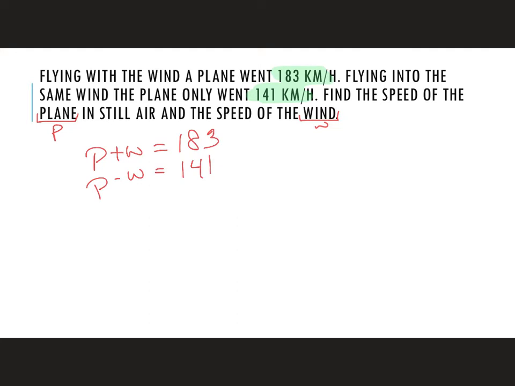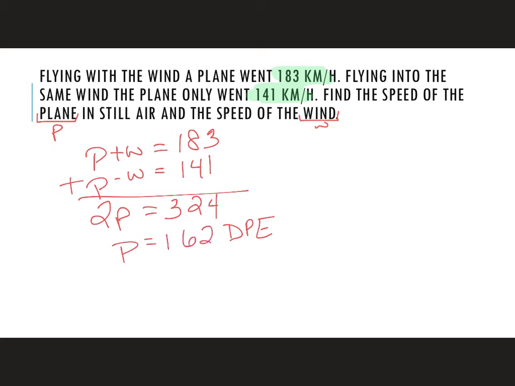Well, this one's really easy because, look, I'm going to be able to eliminate my variables right away when I add these. So I end up with 2P equals 324. I'm going to use my DPE, and I get P equals 162. So you'll notice I'm using P and W because I want to make sure I don't get these confused. Now I need to figure out what W is. So I have 162 plus W equals 183.